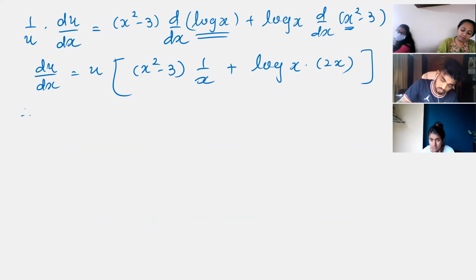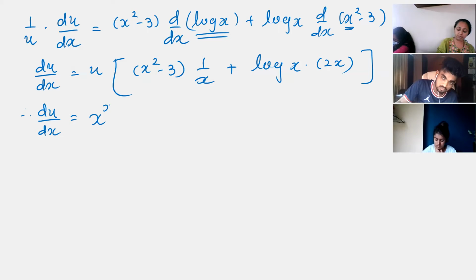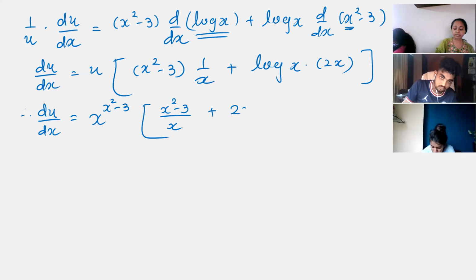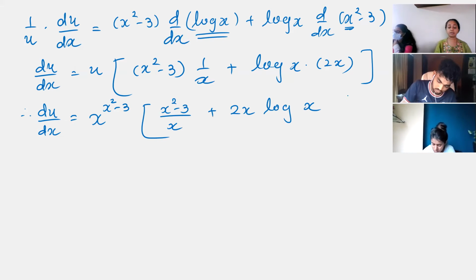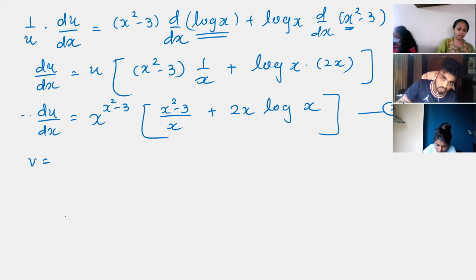So that means du by dx, let me substitute u. Here we have to substitute u. x to the power (x² − 3) is u. And then it is u times [(x² − 3)/x + 2x log x]. Let me write it in front, because it is not multiplied with only x, it is multiplied with log x. So we have to write it in front. This is my 2.